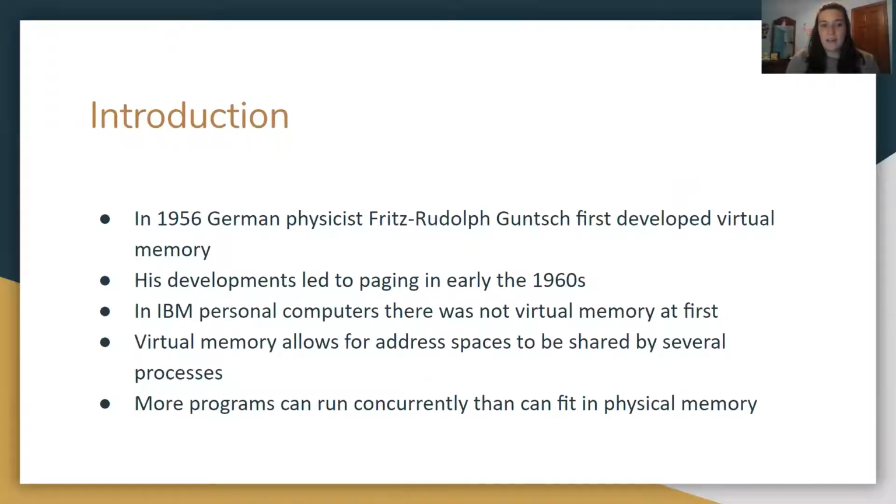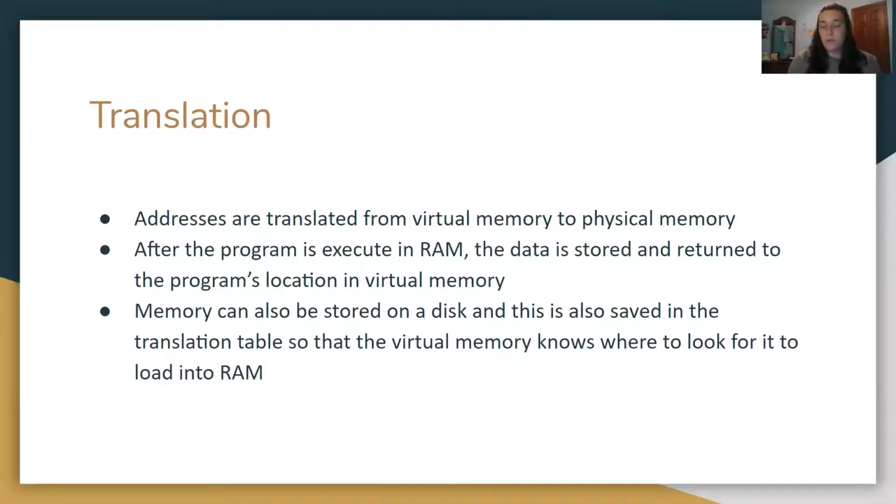A little introduction. In 1956, German physicist Fritz Rudolf Gunz first developed virtual memory, and a fact that IBM personal computers did not have virtual memory at first because they believed that personal computers would never need the amount of memory that would go outside of RAM. Virtual memory allows for address spaces to be shared by several processes, and more programs can run concurrently than can fit in physical memory. So one of these techniques to use for virtual memory is translation, in which addresses are translated from virtual memory to physical memory.